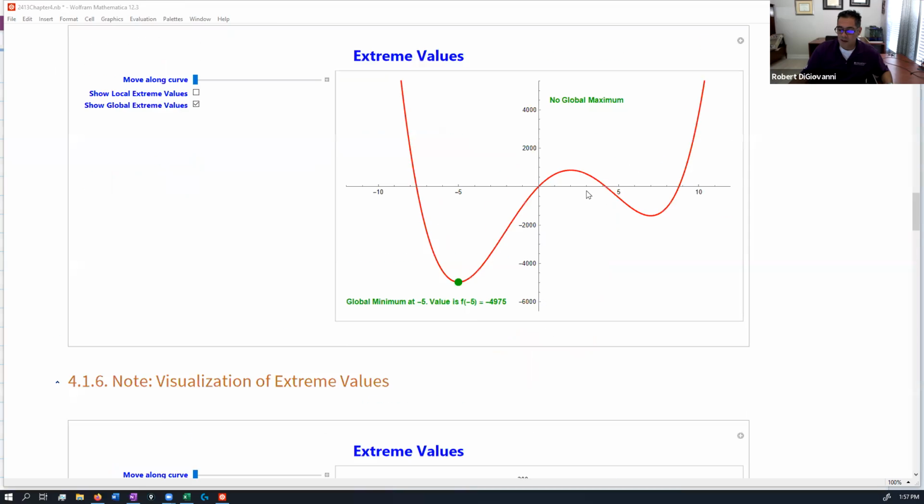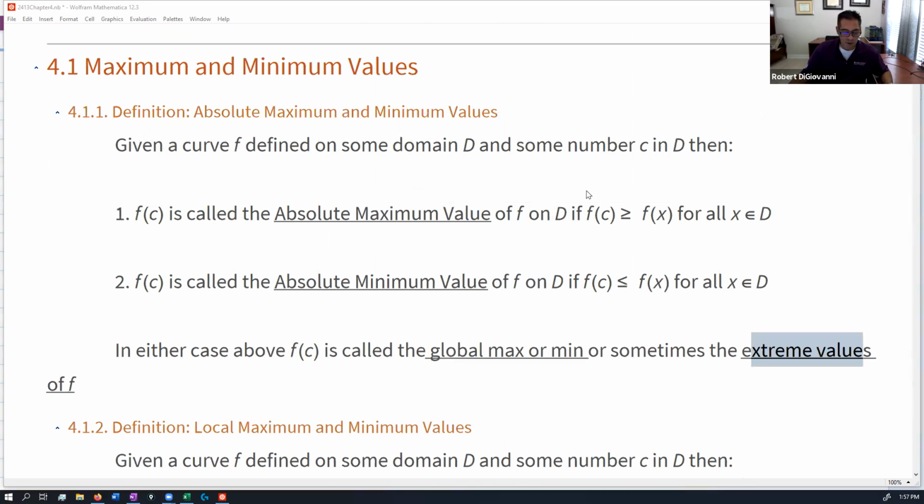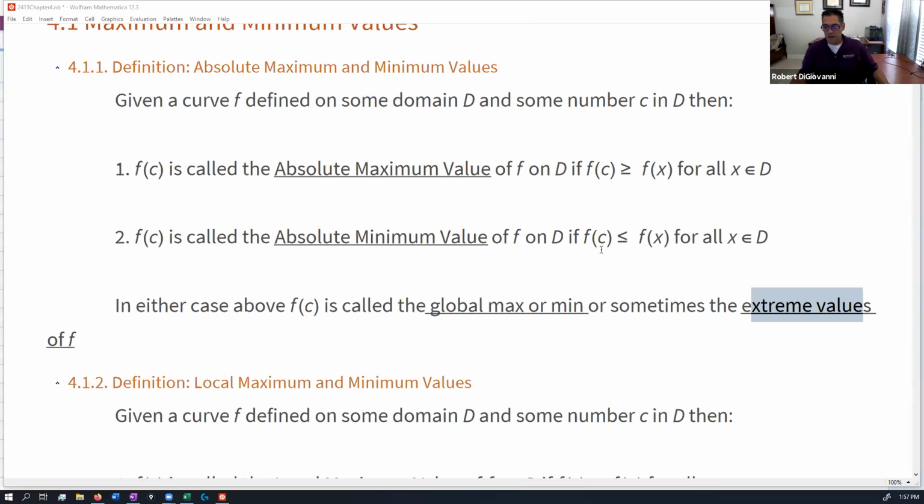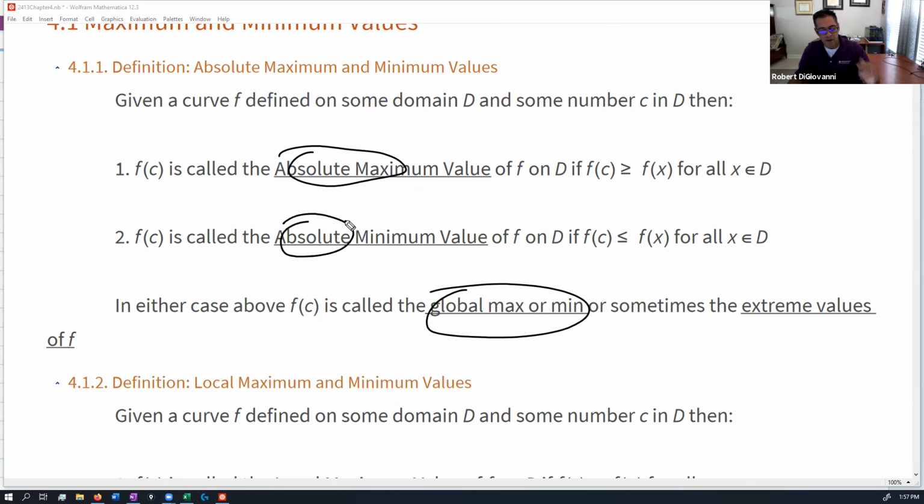So let me go back up to the definition, because there's a subtlety here that I want to make sure you understand. When we're talking about the global or the absolute maximums, these all mean the same thing. Global is the same as absolute, okay? When we're talking about the absolute max, we are talking about the function's value, not where it happens. Not the number it happens at, not where it takes place, but the actual value of the function is the global max and the global min.